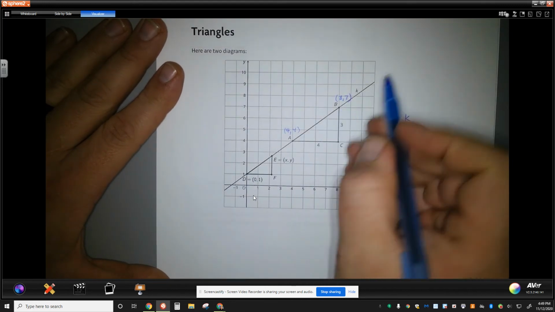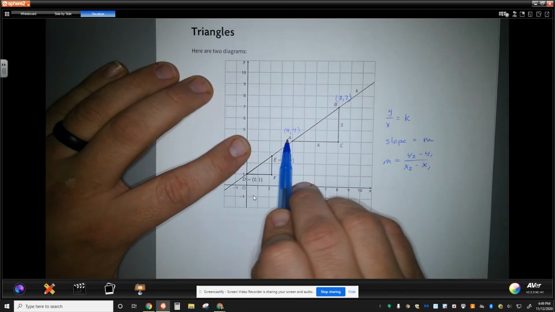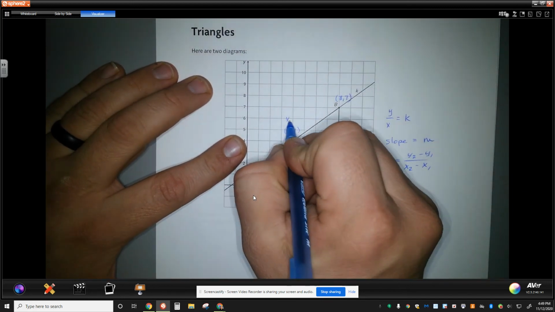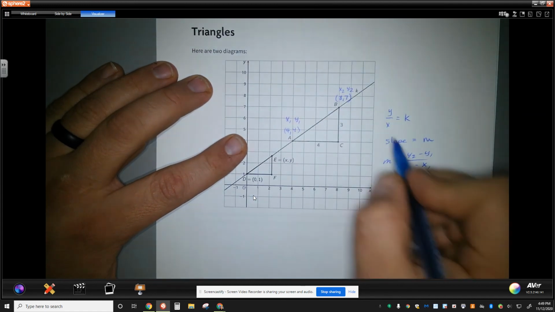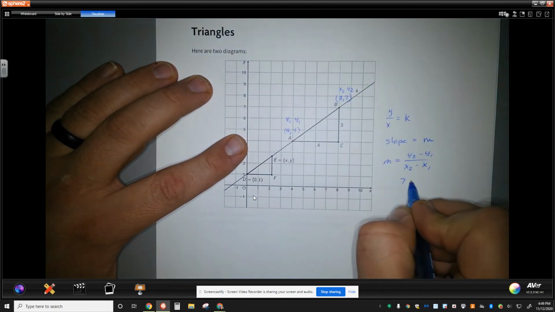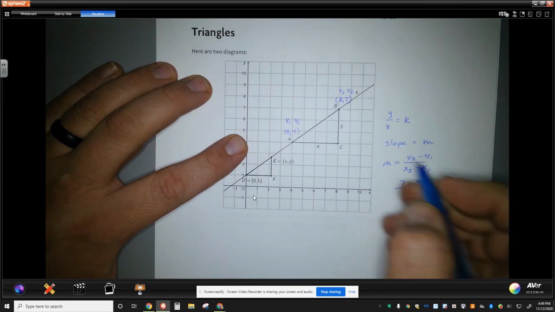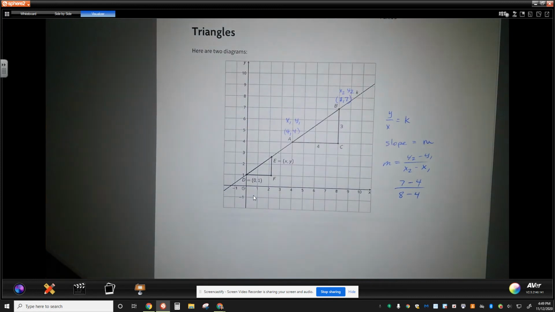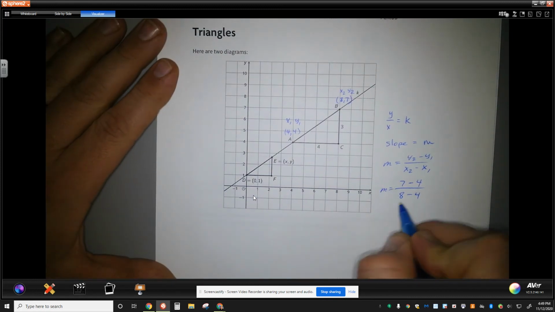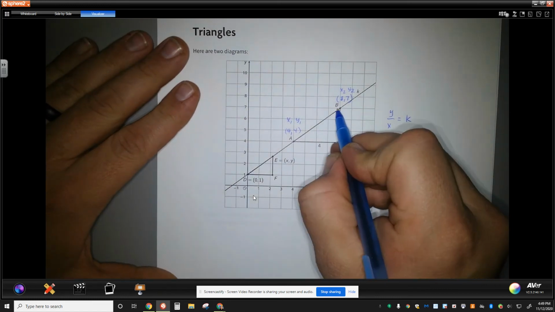The second x is right here. Because we go in order from left to right, we see A first and then B. So this is x1, y1, x2, y2. And we'll substitute things in: 7 minus 4 divided by 8 minus 4. And what we get from this as a slope is, again, 3/4, kind of like the other one. But it's important to note that our slope here is 3/4.